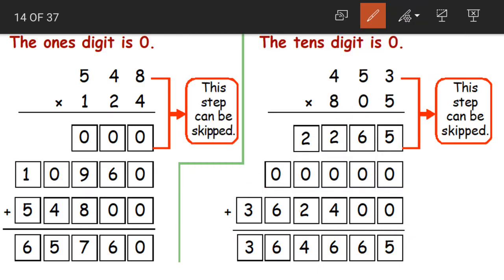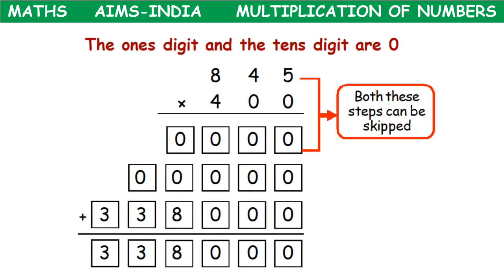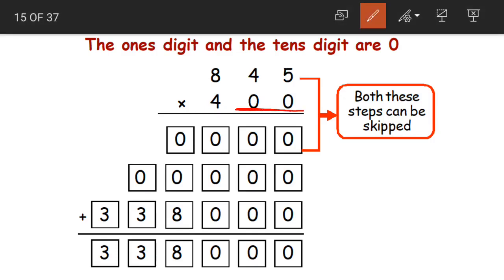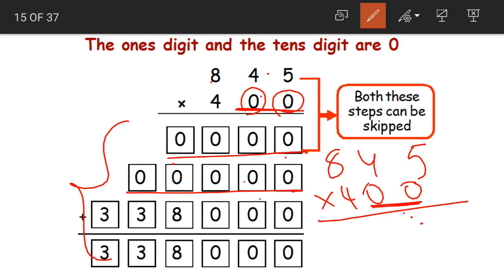So again from this what is proved here? Whenever we are having 0 as one of the digits of our factor, we can simply skip multiplying with that number. Even though we skip, there will be no change in the answer. Now here both digits are zeros. 845 into 400. In this multiplication they have multiplied with both the zeros and gave you the answers. Here let us simply skip multiplying these two zeros with these two zeros.